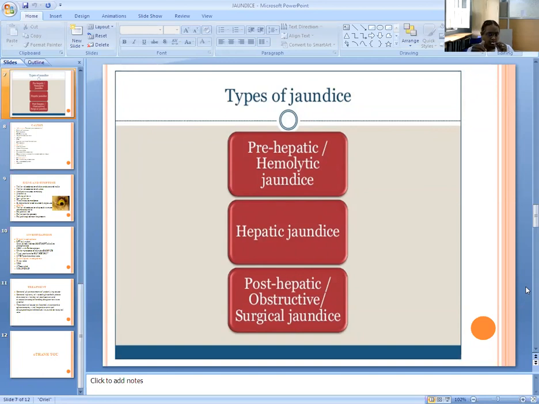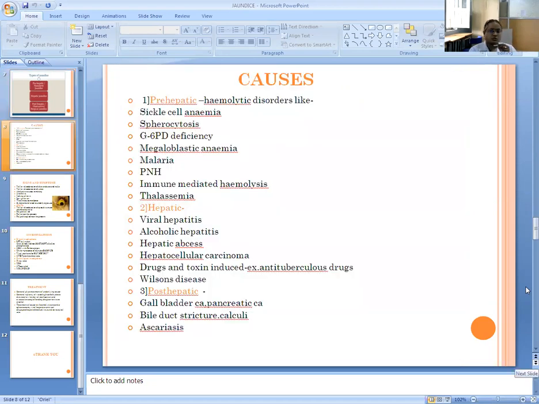That is hemolytic anemias. Then hepatic causes, and post-hepatic causes, which mainly include disturbance or obstruction in the excretion of bilirubin. Any obstruction in the pathway of bilirubin excretion is obstructive jaundice. So post-hepatic causes include obstructive jaundice, and prehepatic causes mainly include hemolytic anemias. So these are the causes of jaundice.